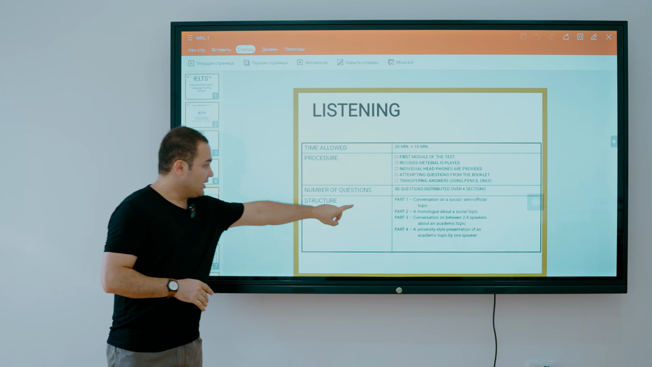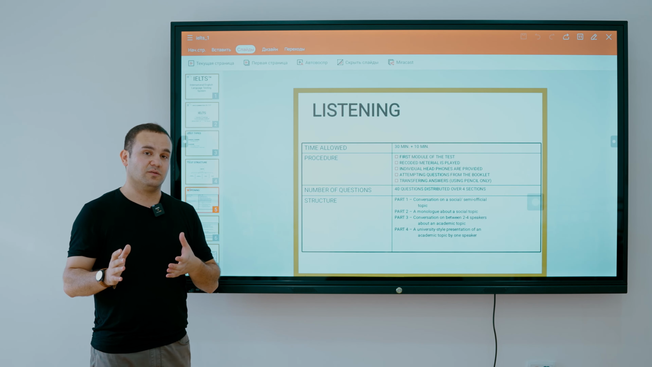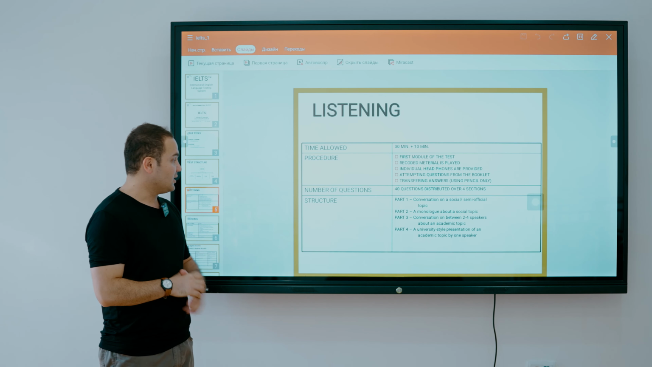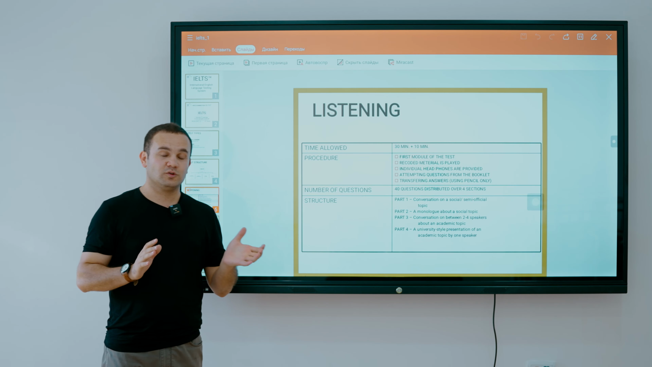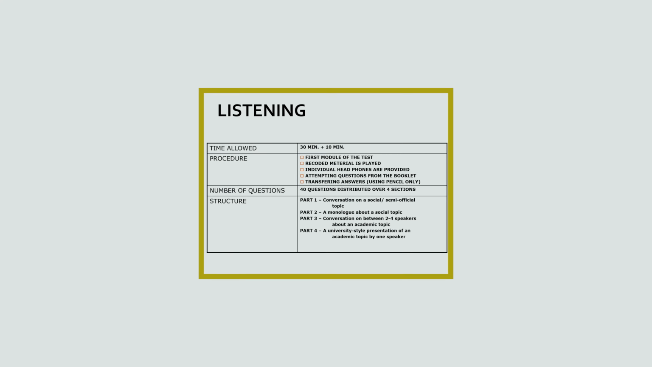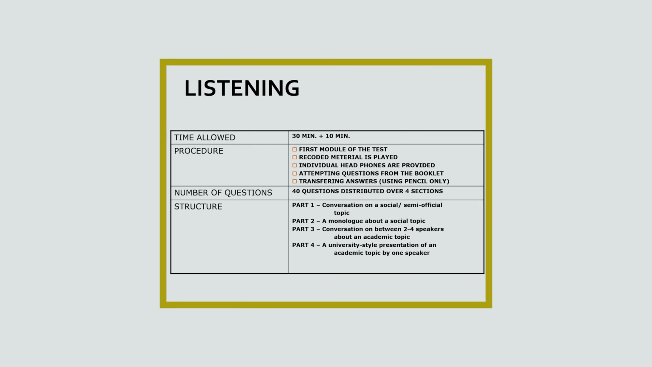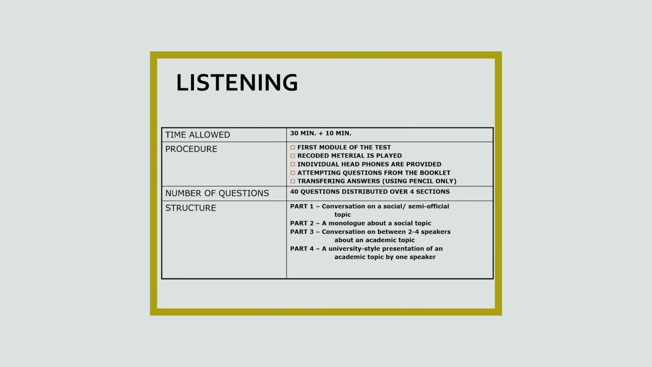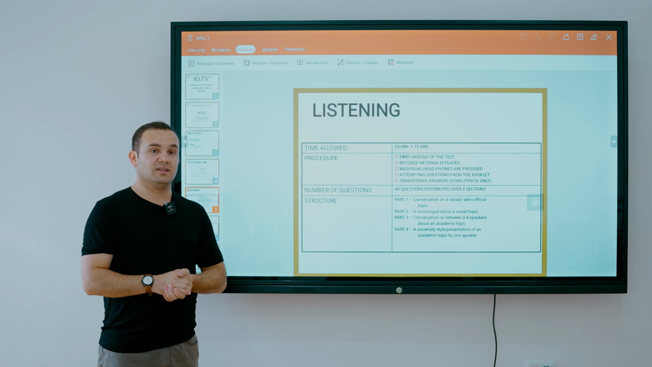In the second part, a monologue about a social topic is given, for example, maps or some kinds of explanations. In the third part, we have a conversation between 2 to 4 speakers, and they usually discuss an academic topic. For example, a tutor, some students and some professors discuss dissertation topics. And the fourth part is a university-style presentation. It's like a lecture, and it's the longest and most difficult part in the listening section.